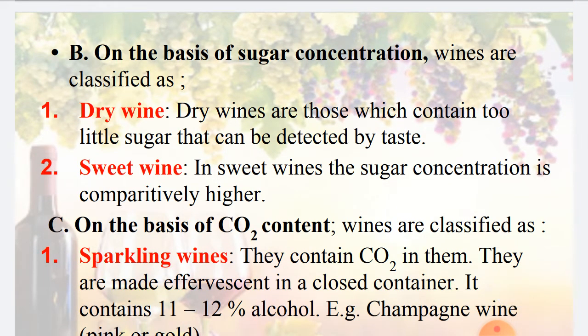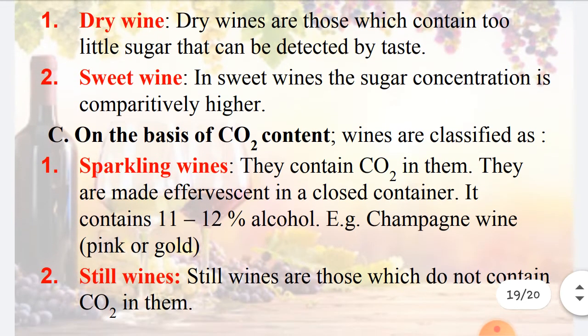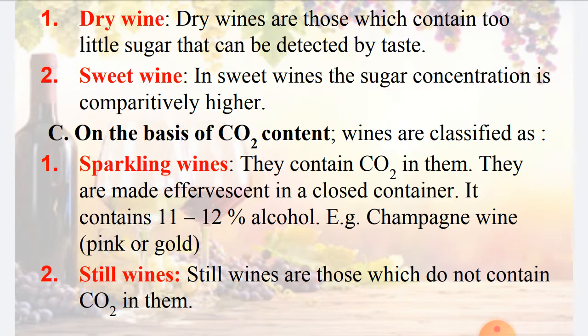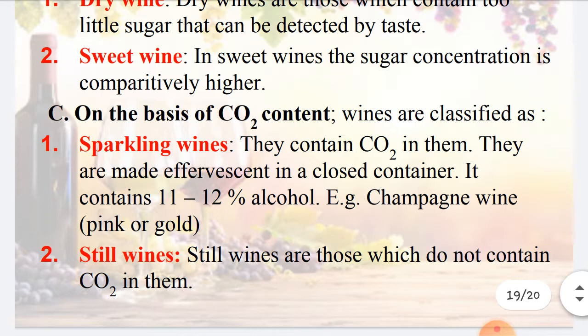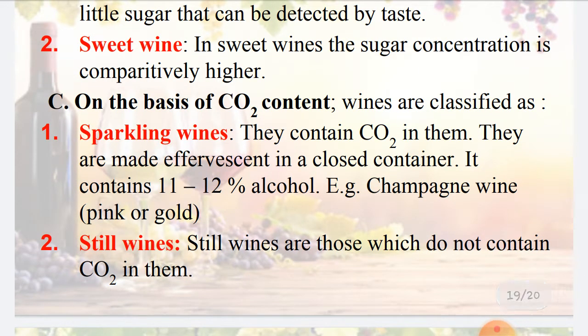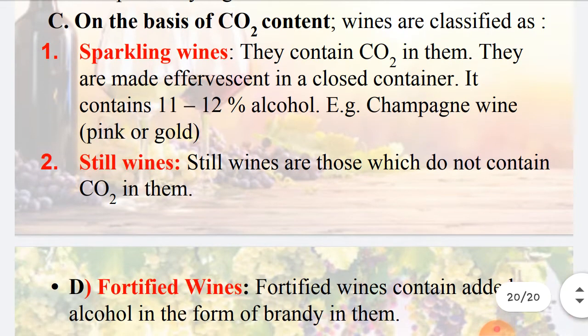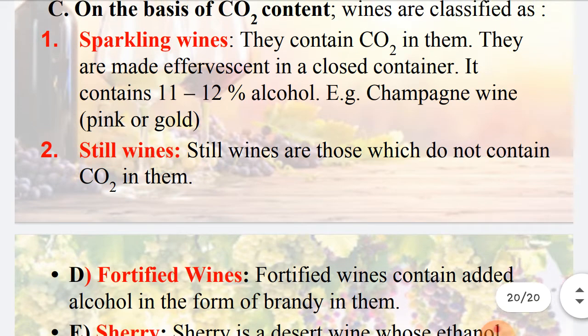Now, the second criteria is on the basis of sugar concentration present in wines. Wines are classified as dry wine and sweet wine. Dry wines are those which do not contain any sugar, or contain so little sugar that it cannot be detected by taste. Sweet wines are those which contain a comparatively higher sugar concentration.